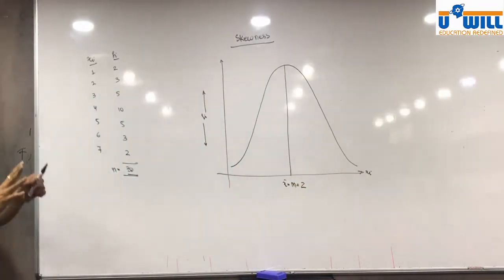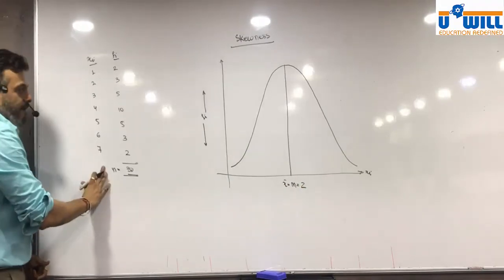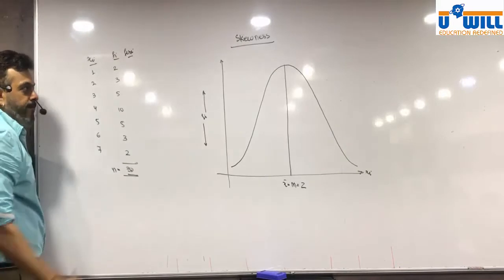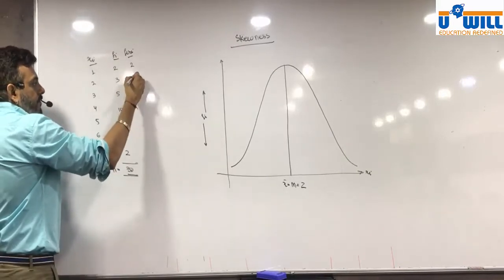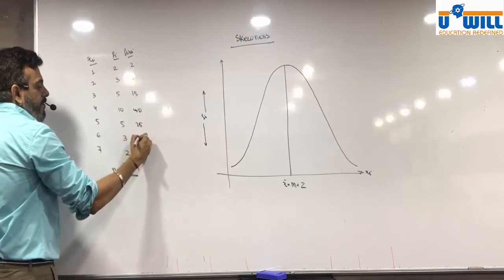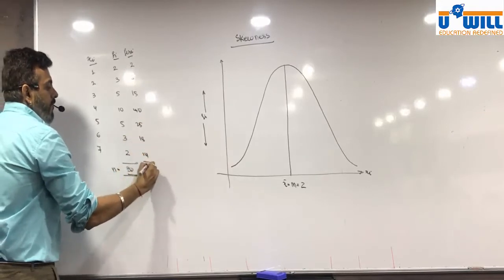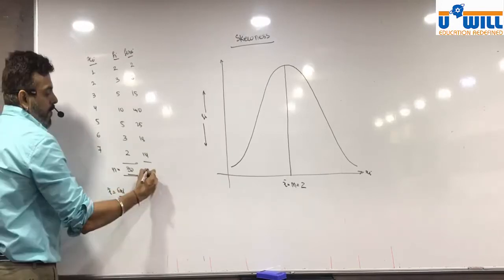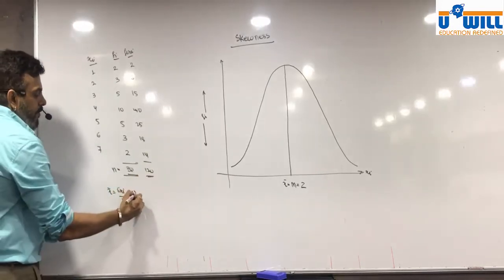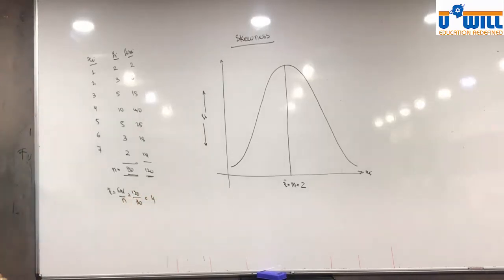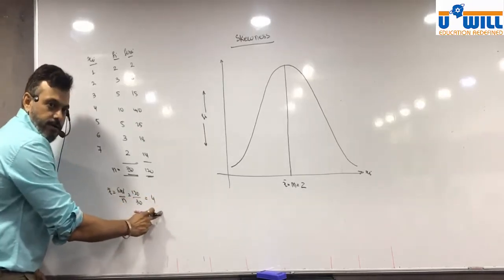Now let's check. Is this equal or not? Say for example, this is the data. For mean we find out fi xi: 2, 6, 15, 40, 25, 18, and x bar is equal to sigma xi upon n, 120 upon 30, which is equal to 4. Mean is equal to 4.